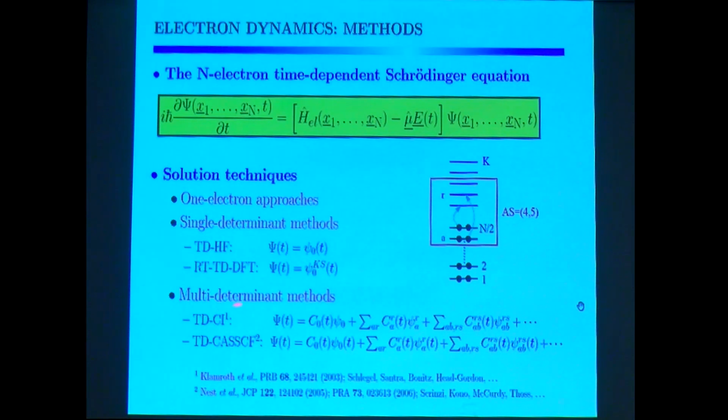The more correct way in some sense would be to also account for the time dependence of determinants, that is, for the time dependence of the orbitals within the determinants.